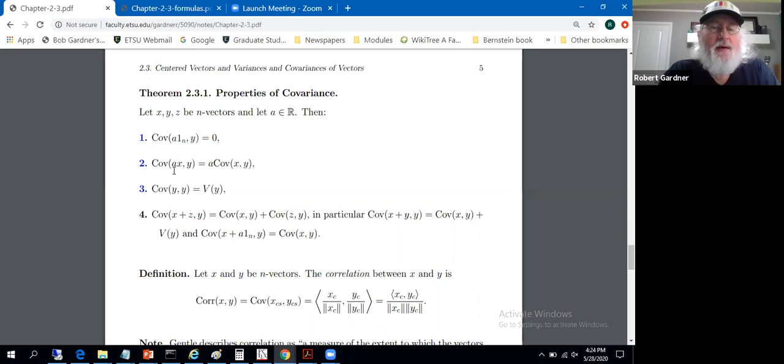If we take a scalar multiple of x, the covariance of ax with y, that scalar will come outside, a times the covariance of x and y. A piece of cake, probably not very complicated with just the data formulas, but a piece of cake for us because we can use matrix methods and vector methods to establish this stuff. Covariance of y with itself is the variance of y. Yeah, we just showed that. Covariance of x plus z with y is the covariance of x with y plus the covariance of z with y, a linearity type behavior in that first component.